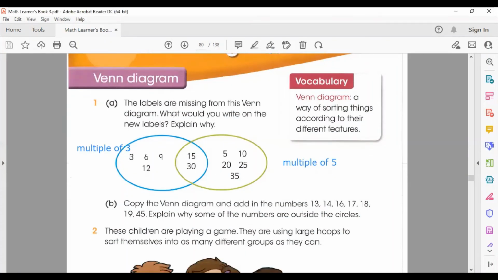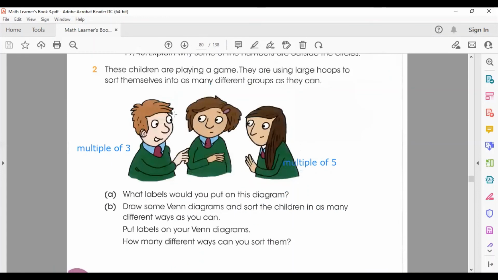Question number 2. These children are playing. I want to raise the screen. Again, they are using large hoops to sort themselves into as many different groups as they can. What label would you put on this diagram? This is according to you.